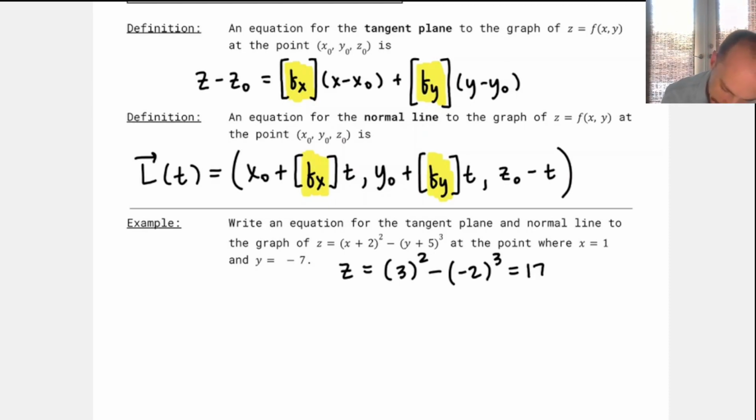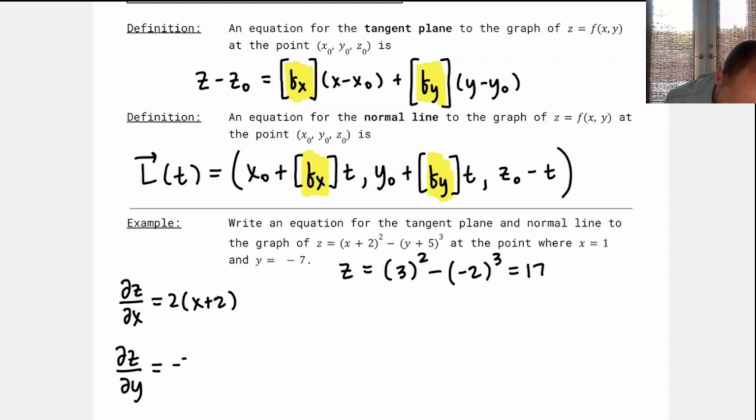Now I'm going to need some partial derivatives. The partial derivative of z with respect to x is going to be 2 times (x plus 2) to the first, minus 0, because that (y plus 5) cubed doesn't depend on x. And then dz dy is going to equal negative 3 times (y plus 5) squared.